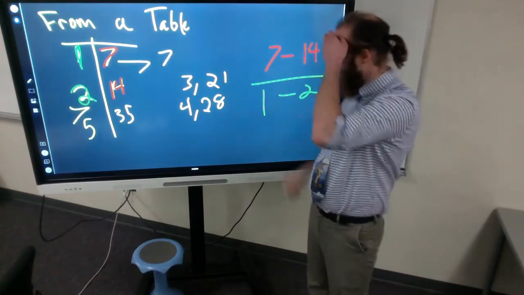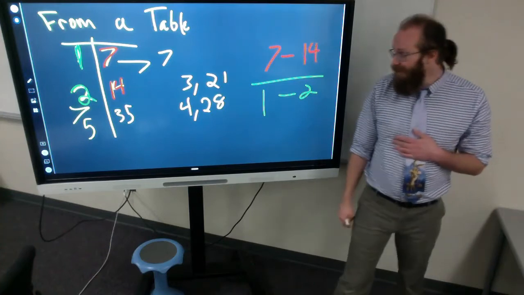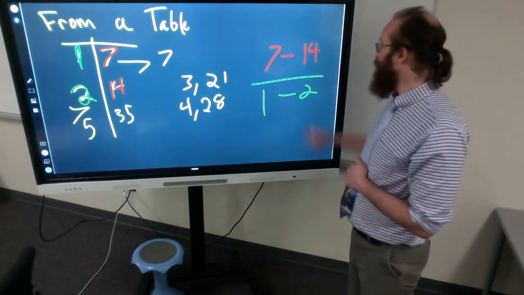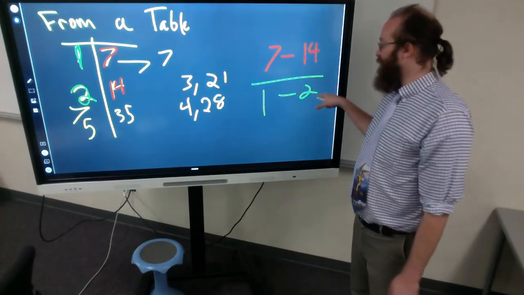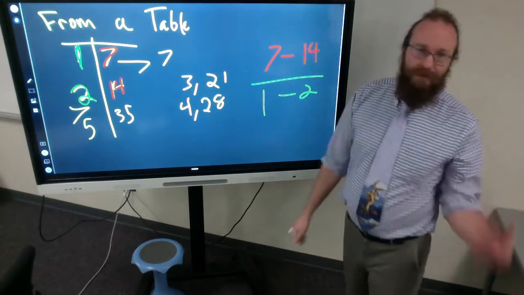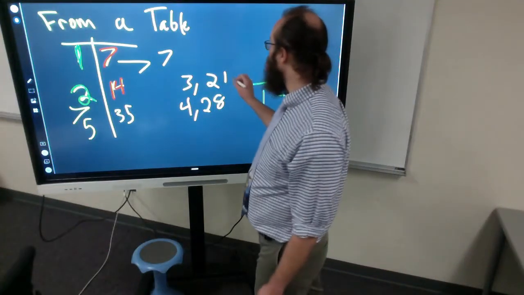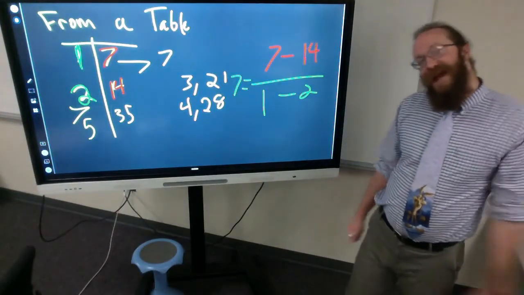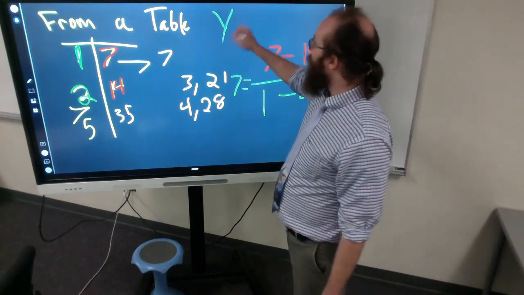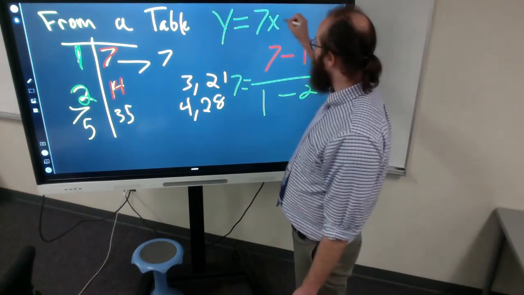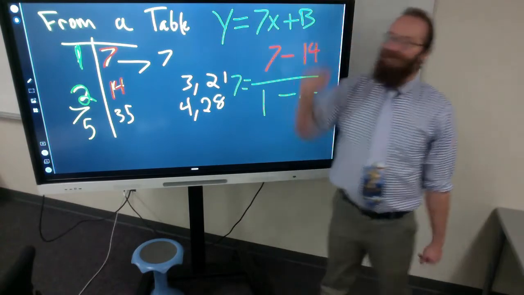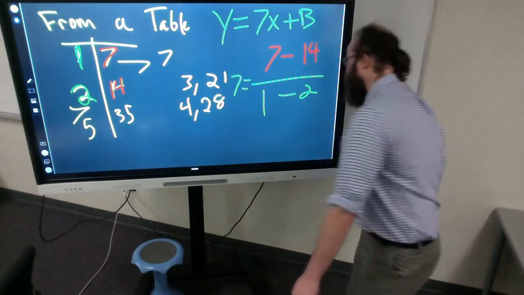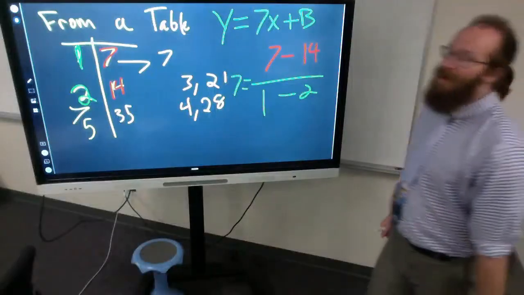So 1 minus 2. So my rate in this case, if I was using the table, would be times 7. This would be negative 7 over negative 1, which would be a positive 7. So either way you do it, you get the same rate of change of positive 7. Now, right, we have y equals 7x plus b. We figured out our slope, our m value, our rate of change. Way to go, Mr. Cartwright. Now we just need to figure out our b.